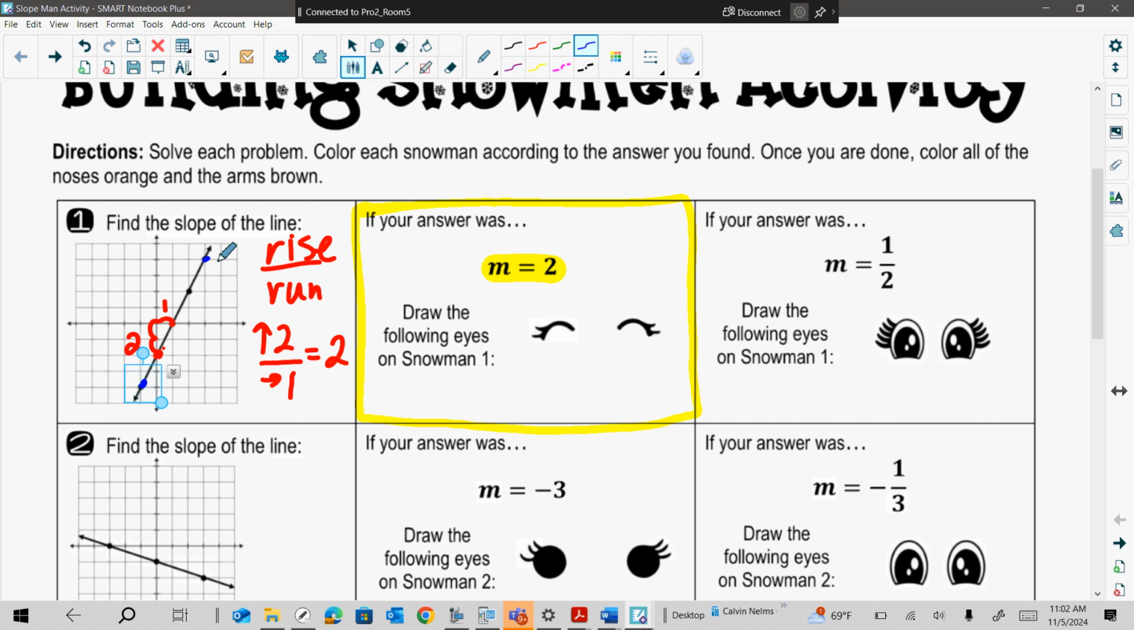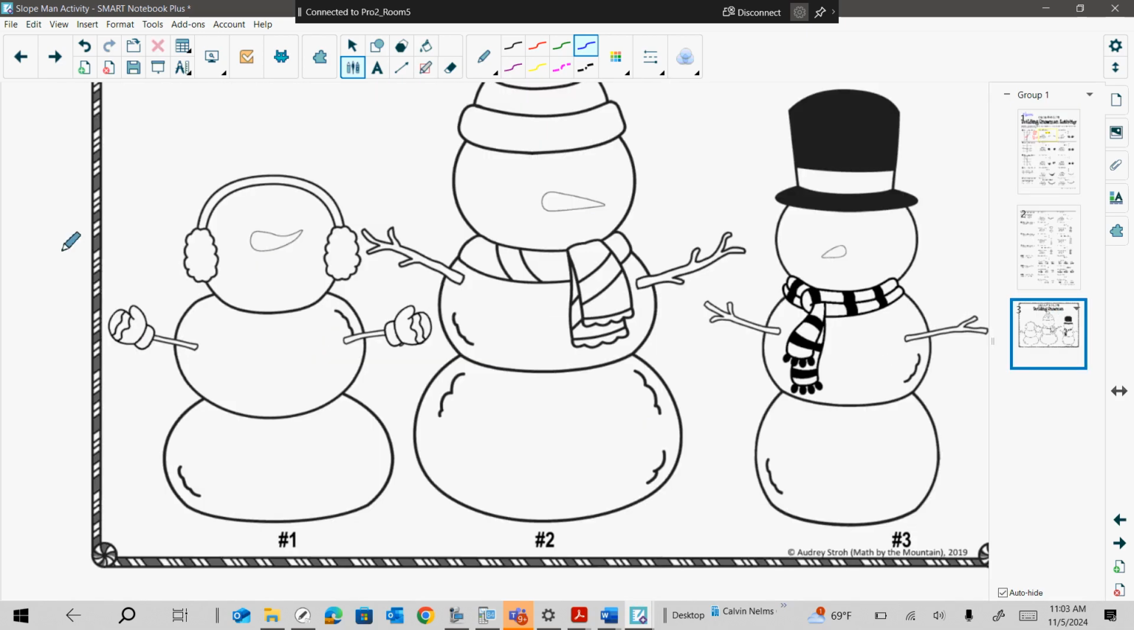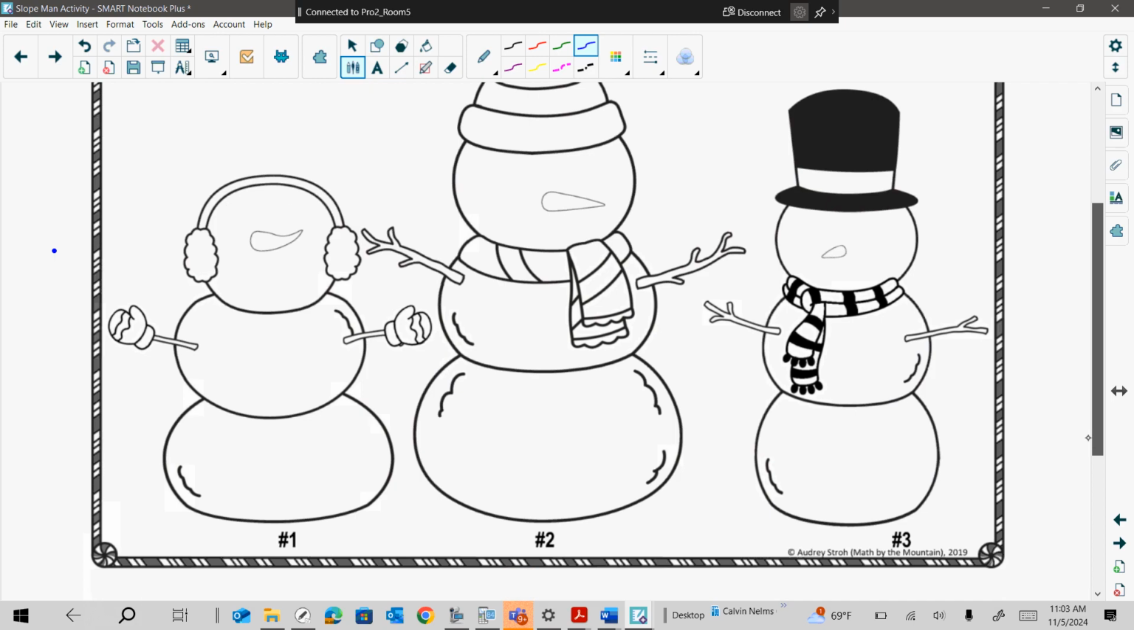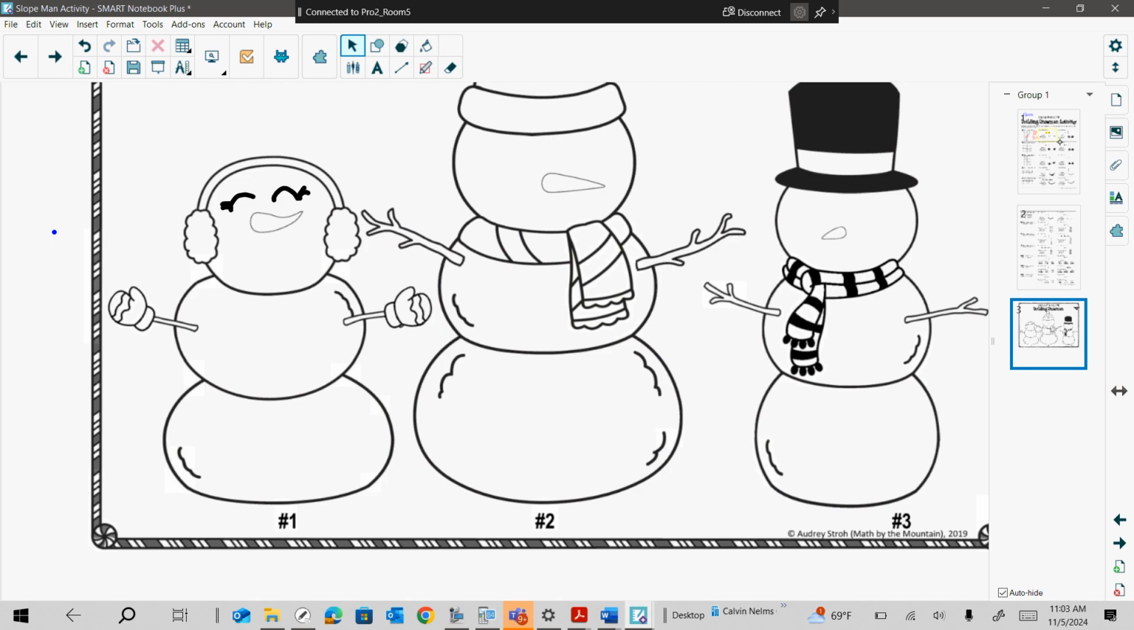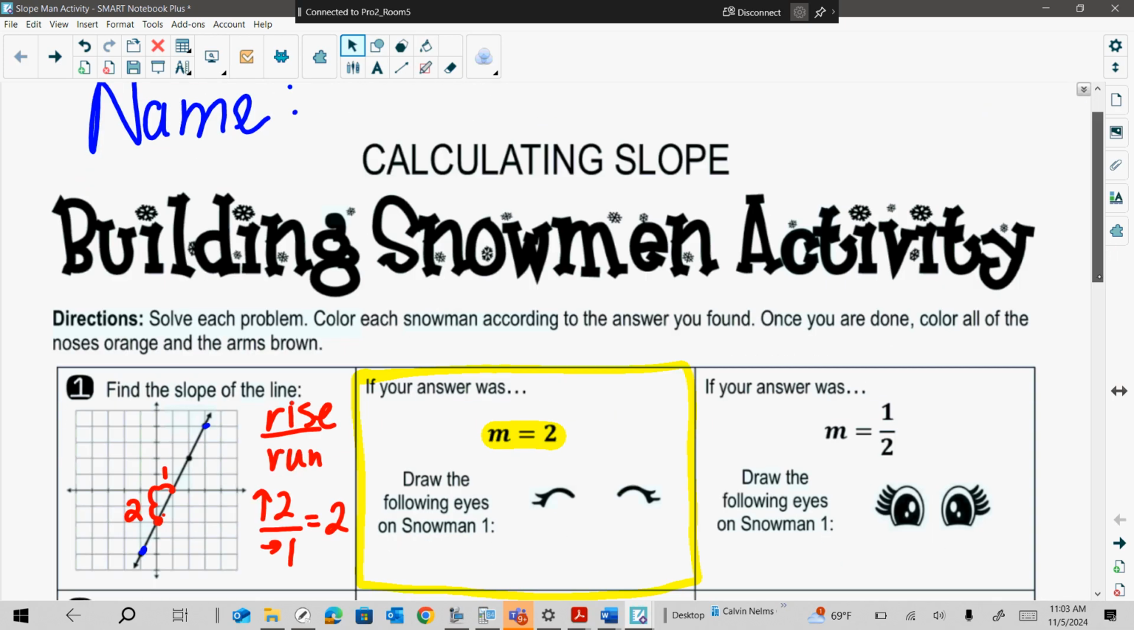Yes, okay. So it says right here, you're going to draw the following eyes on Snowman 1. So if you go to your next page here that has the snowman on it, here's Snowman 1. We're trying to put those eyes that had these little eyelashes on the snowman. If you want to separate the papers, you can.